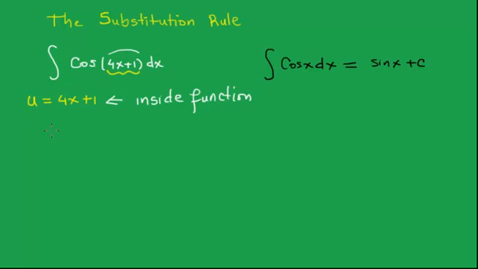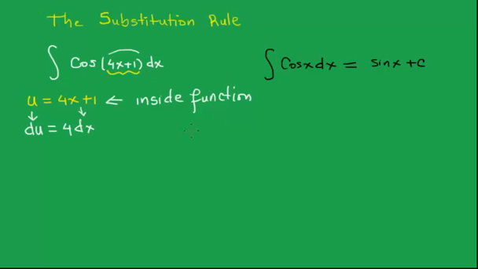So the derivative of 4x plus 1 is 4. But what you do here is what we call differential. For the derivative of u, you don't write du over dx, you write du. And the derivative of 4x plus 1 is 4, and you multiply by dx, because you have the x's on the right hand side and the u on the left hand side. These are differentials.